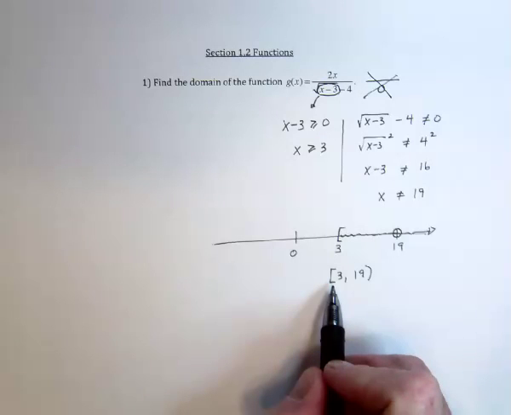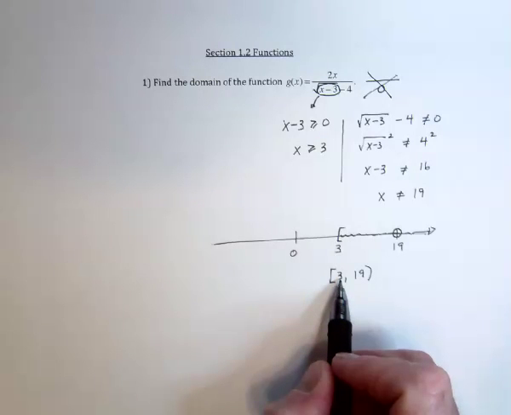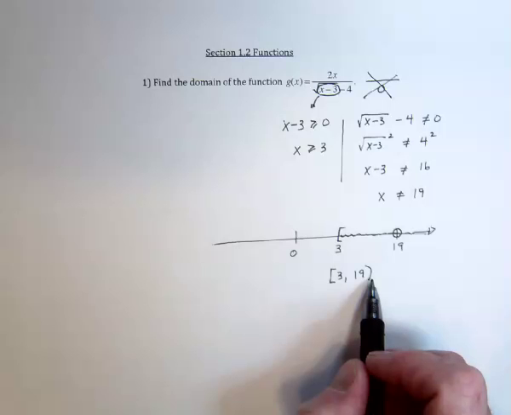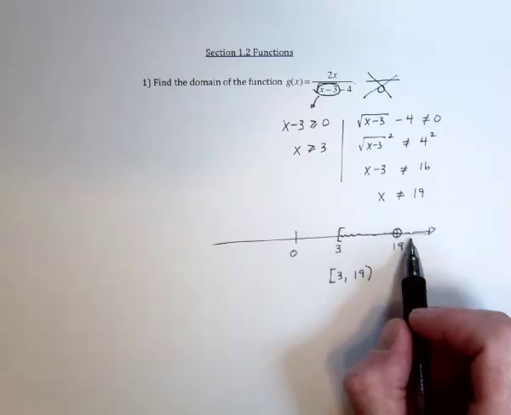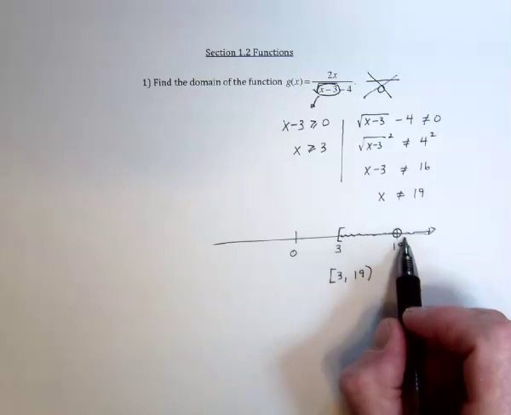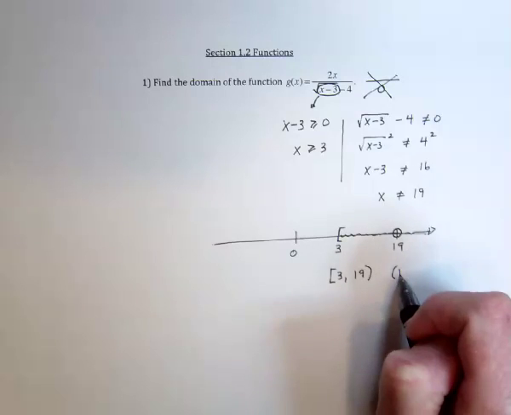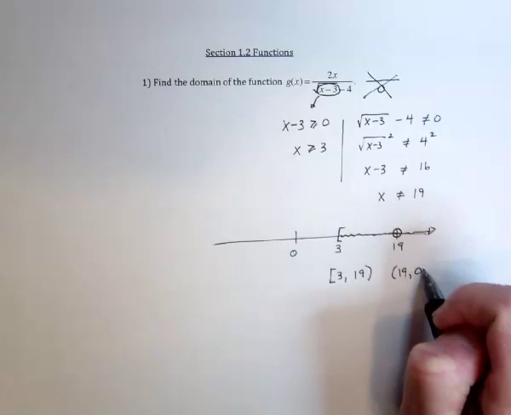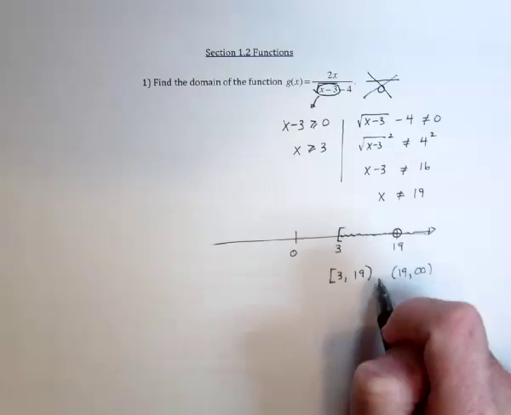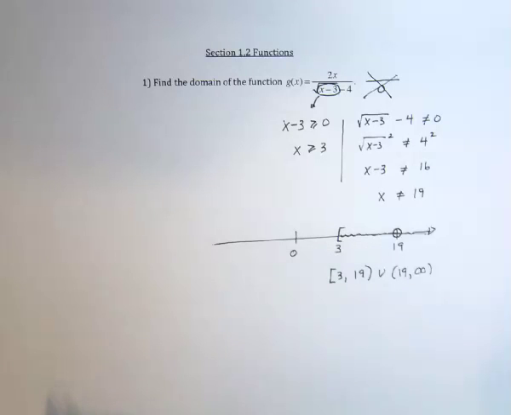So the square bracket means yes, x can equal 3. The round parenthesis means that it can get as close as it wants to 19, but never actually equal 19. And then on the right hand side, it's going from 19 forever. So go from 19, but not including 19. So just to the right of 19, and then go on to infinity. And finally, union those two together, and that is going to be the domain.